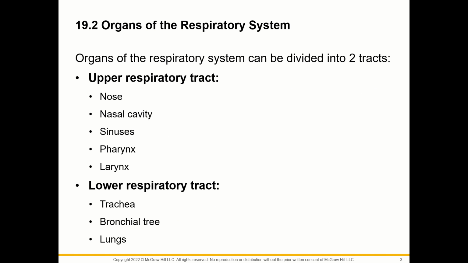Organs of the respiratory tract can be divided into two tracts, the upper and lower. The upper respiratory tract consists of the nose, nasal cavity, sinuses, pharynx, and larynx. The lower respiratory tract consists of the trachea, the bronchial tree, and the lungs.